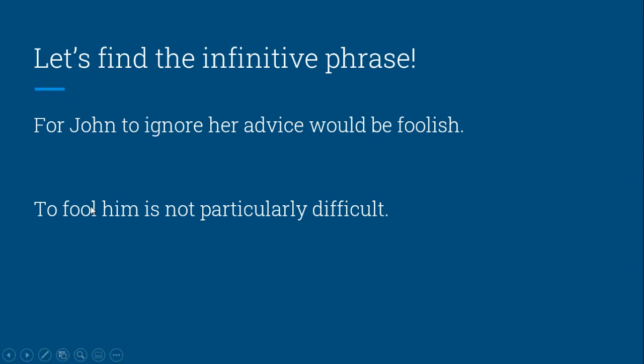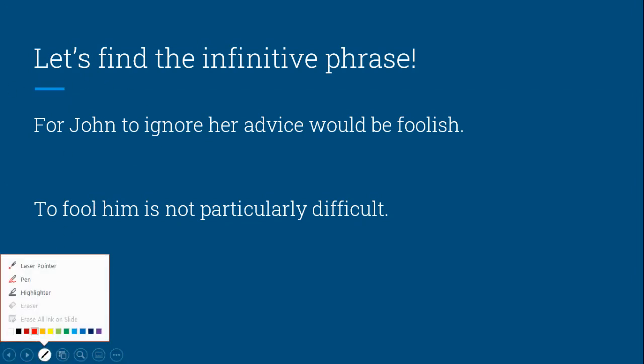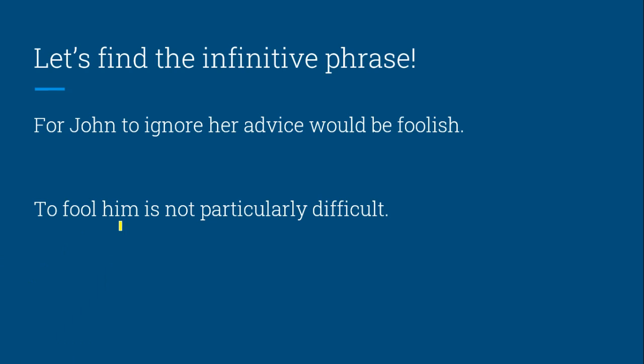So let's see if we can find the infinitive phrase. First, we're going to want to start by finding the infinitive verb. In this sentence, for John to ignore her advice would be foolish. We can see to ignore is our infinitive verb. We have the verb ignore preceded by to.